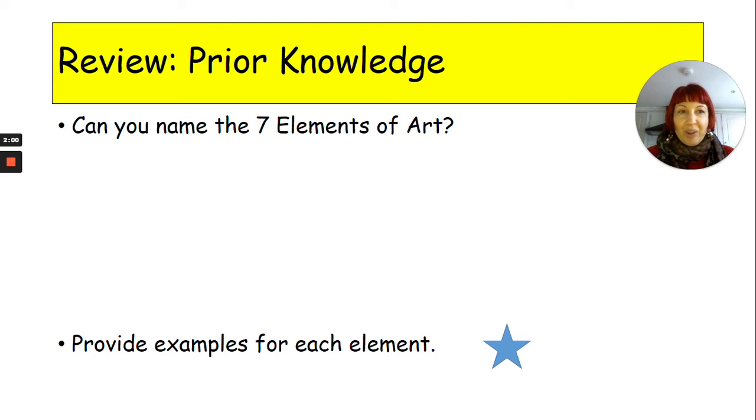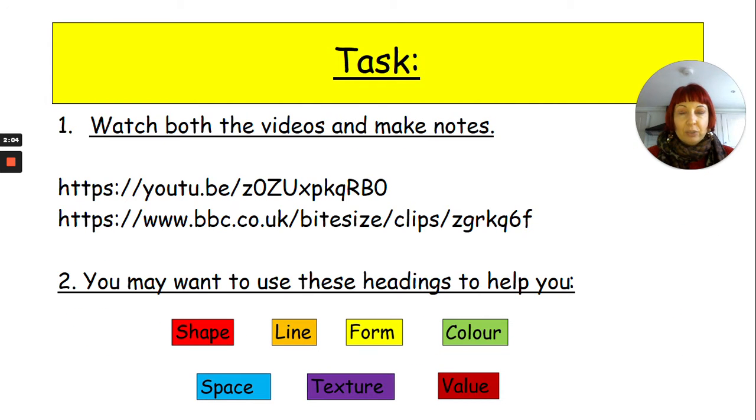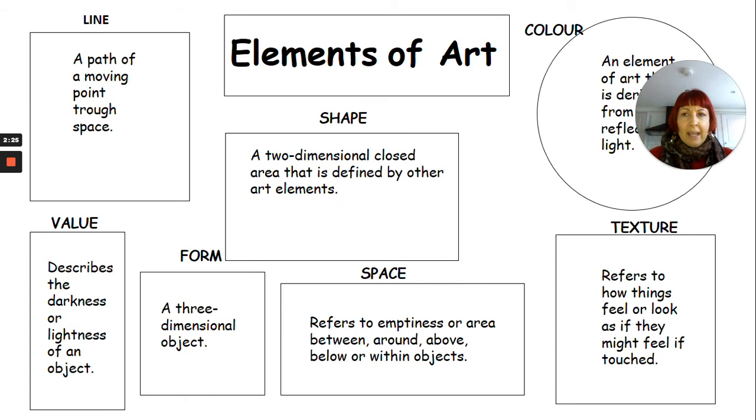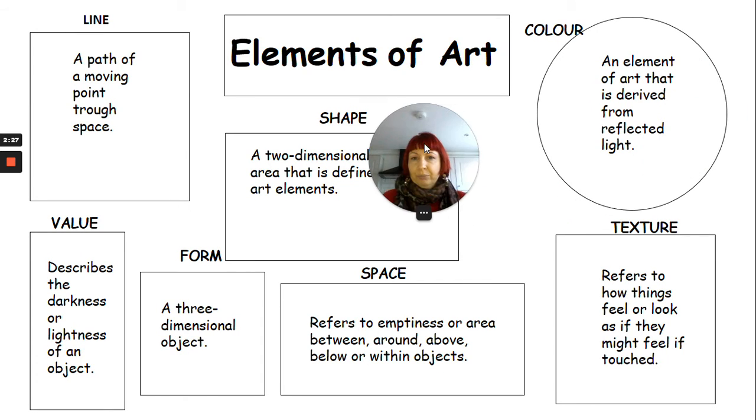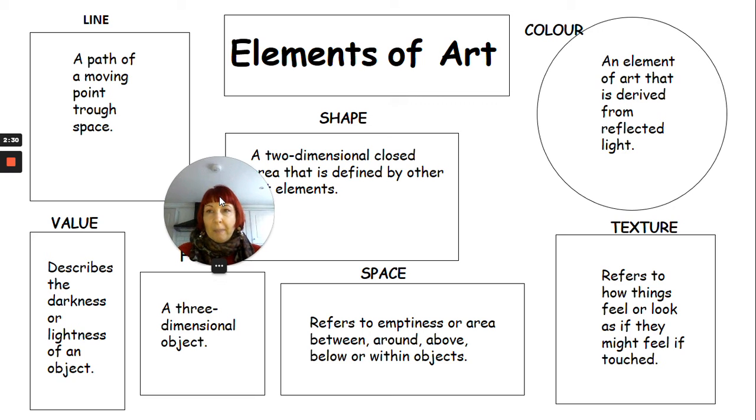Great, you're back. I wonder how many you remembered. So let's have a little look, first of all, just skipping ahead, at the elements of art. See how many of those you've got. Did you get shape, line, form, colour, space, texture, value? Who got 7 out of 7? If you got 7 out of 7, give me a thumbs up. That's absolutely fantastic. And let's just take a closer look at what each one of those means.